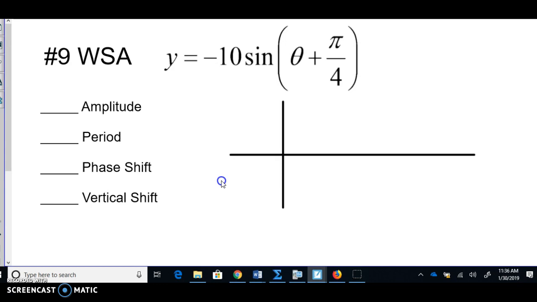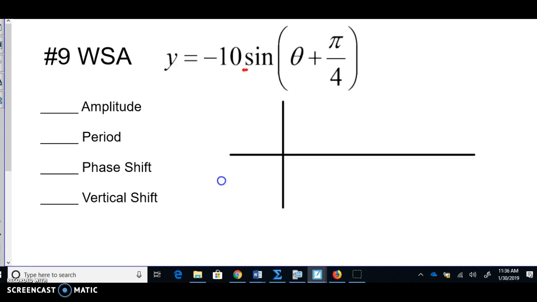I'm going to go through two more examples. One of them is number 9 from worksheet A. Worksheet A is the worksheet that you got on Friday. We are going to graph this one in radians because we see pi over 4.